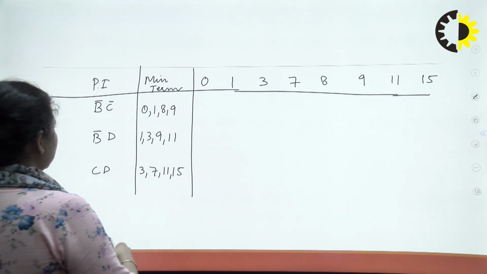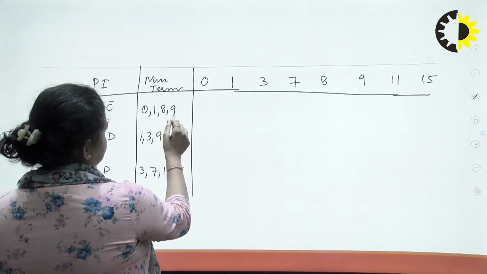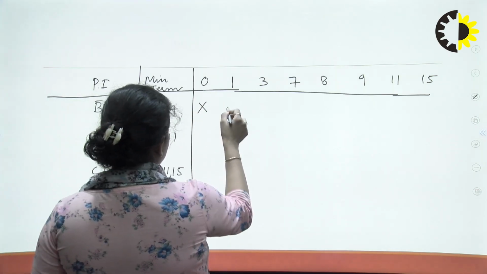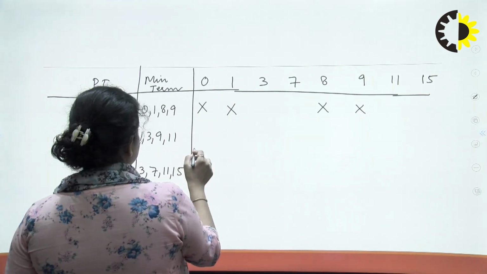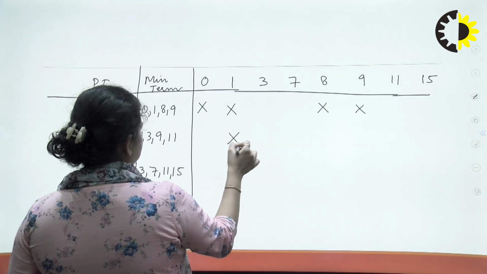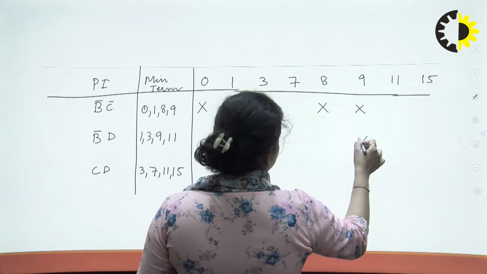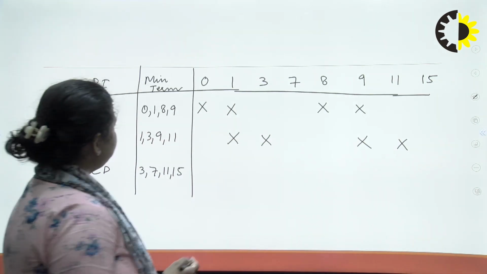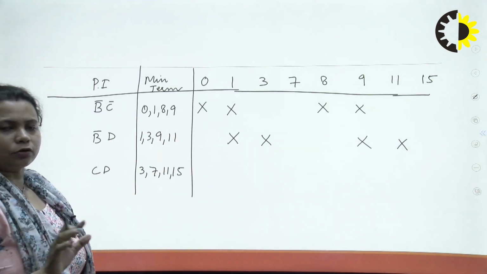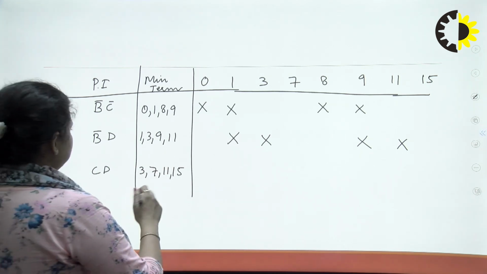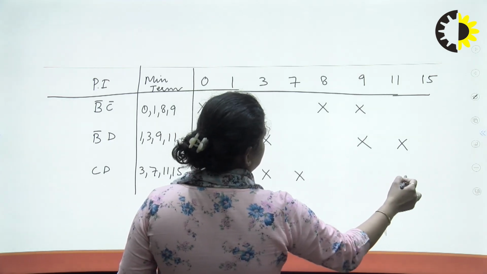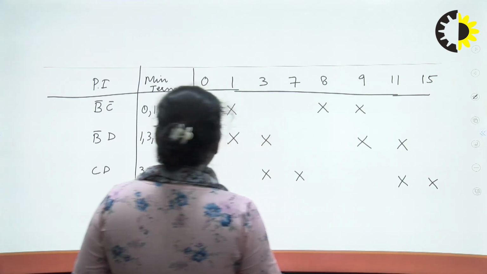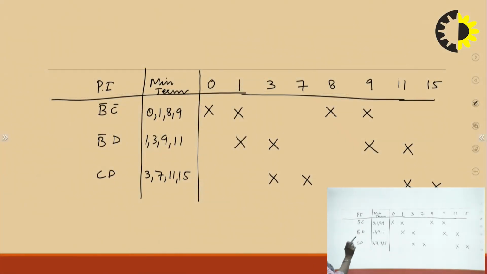Now what you have to do is check these min-terms 0, 1, 8, 9. So you put a cross here at 0, at 1, at 8, at 9. Then for 1, 3, 9, 11, you put a cross at 1, 3, 9, 11. Whatever min-terms you are getting, you just have to put a cross in front of them. For 3, 7, 11, 15, you are writing 3, 7, 11, 15. I think this is clear till now. I have just put a cross in front of all min-terms.